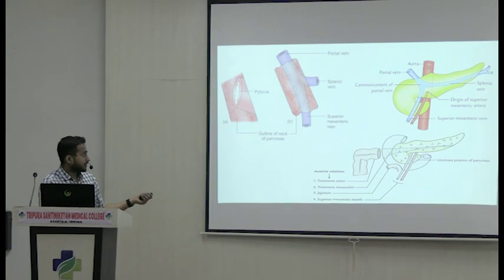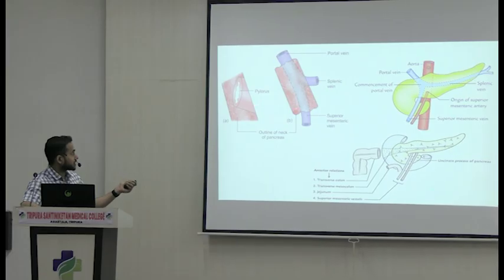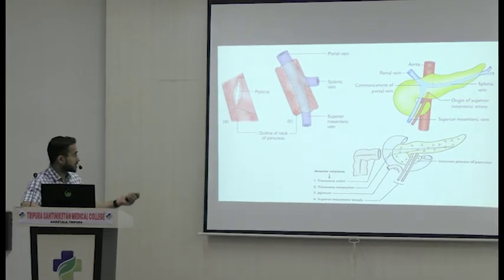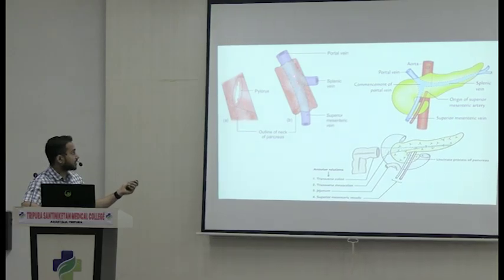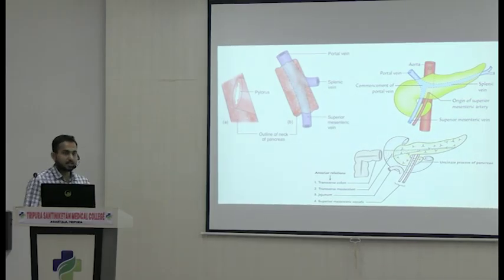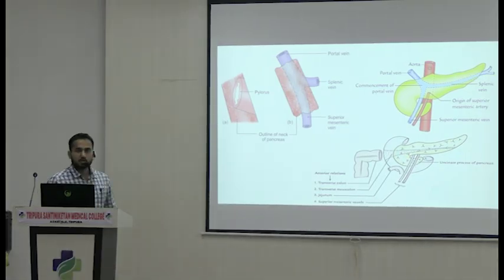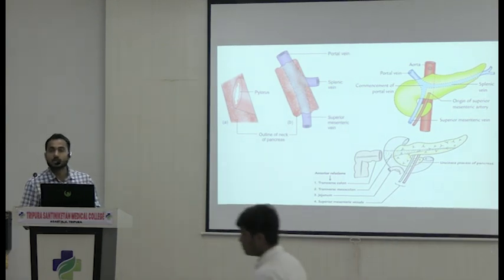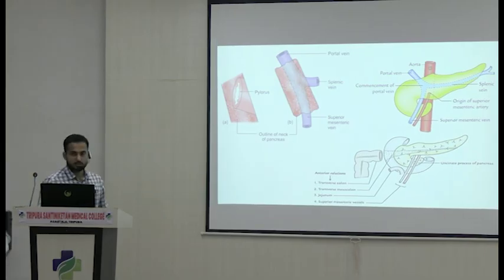mesocolon. Now, if you see the diagram, these are the relations of the anterior and the posterior surfaces. Anteriorly, as you can see, the pylorus of the stomach is related. Posteriorly, the commencement of the portal vein is taking place, which you can see in the diagram. Next, the superior border: this is the neck region. The superior border is related to the first part of the duodenum, and the inferior one is related to the root of the transverse mesocolon, not mesentery, root of transverse mesocolon. So this is the inferior relation.